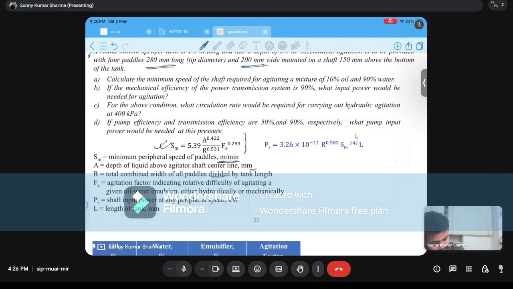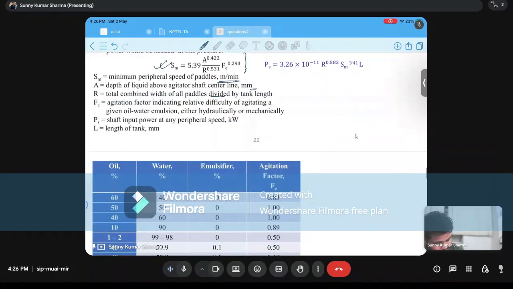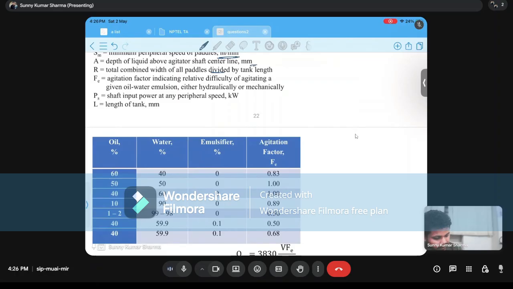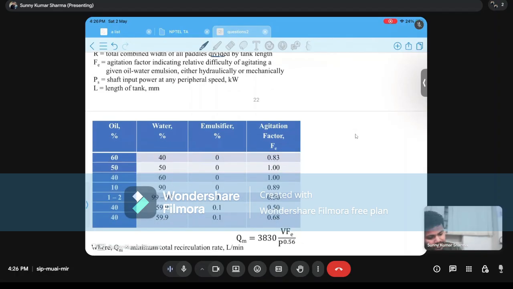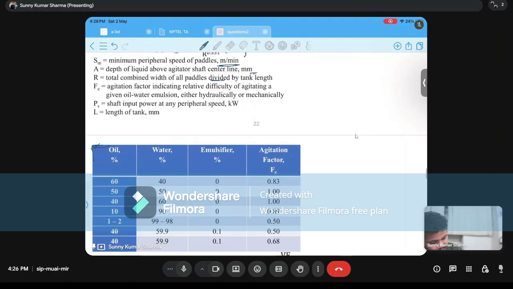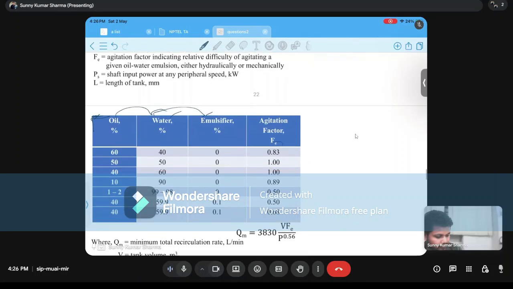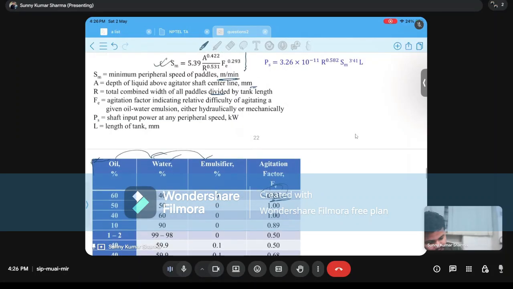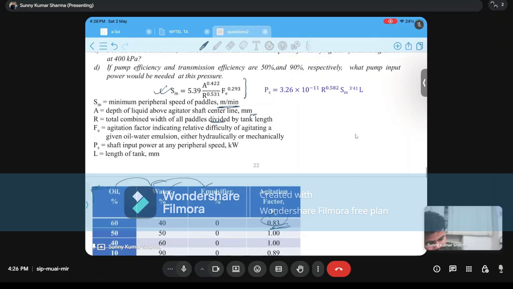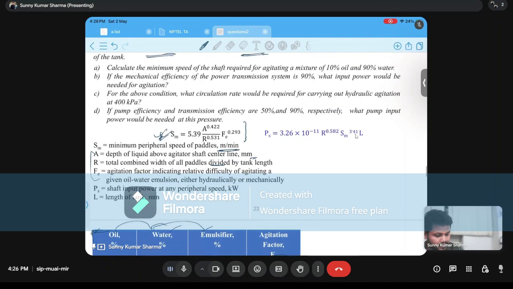Fe is the agitation factor. If someone is asking you this question, then they must give the table of the agitation factor, and they must also tell what the percentage of water, emulsifier and oil is. So they must tell this 3%, so that you can know what Fe value you need to put. So Fe is the agitation factor. These three values you require for knowing the minimum speed. So we will go step by step.